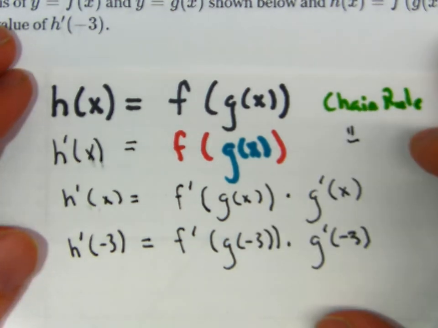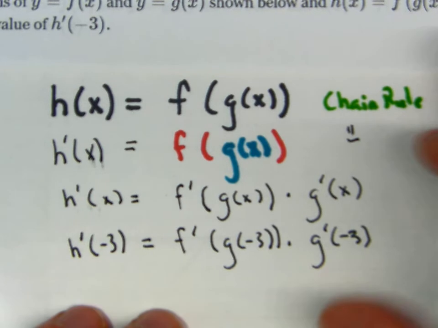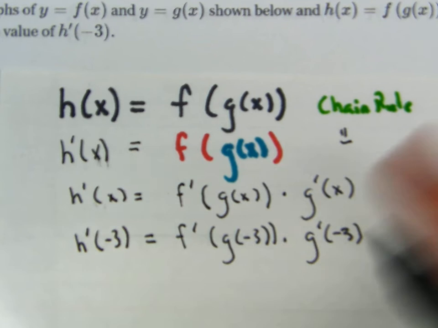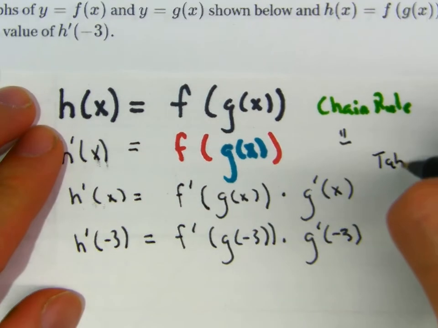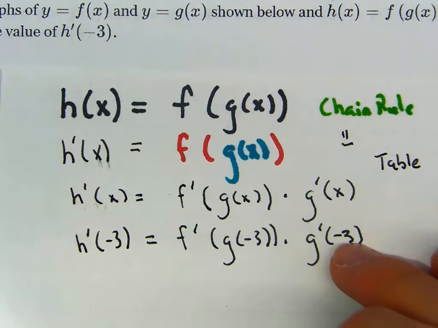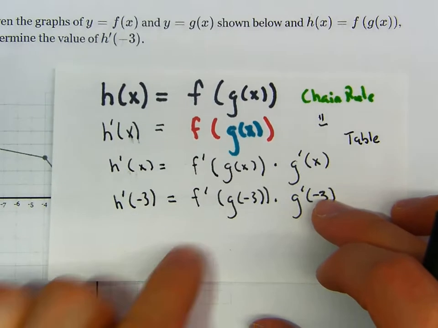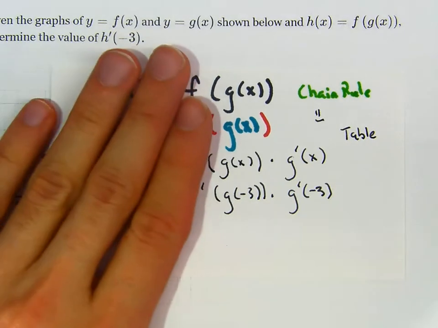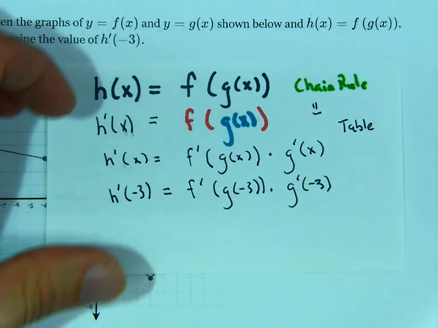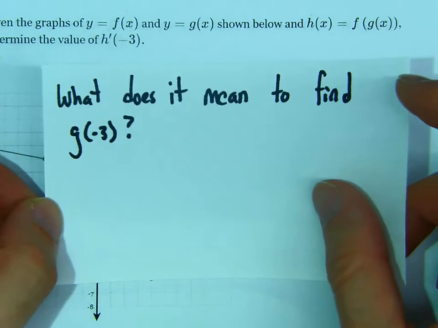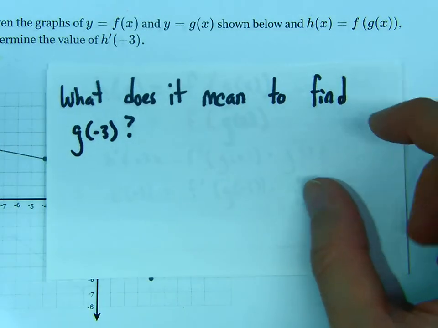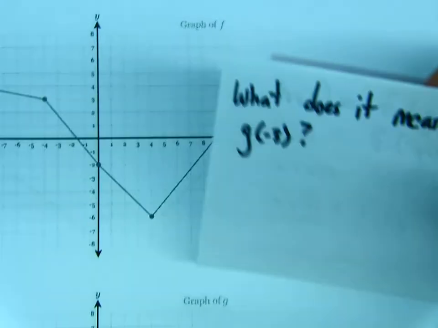Not too bad. Now, in the previous lesson, if I asked what g of negative 3 was, we looked at a table. Notice you don't have a table right now. Here, we have the graph. So the first question is, what is g of negative 3? And the question I have for you is, what does it mean to find g of negative 3 visually? So pause the video and think about it.